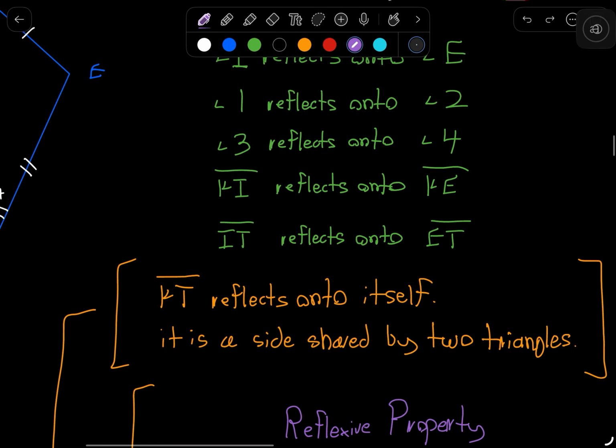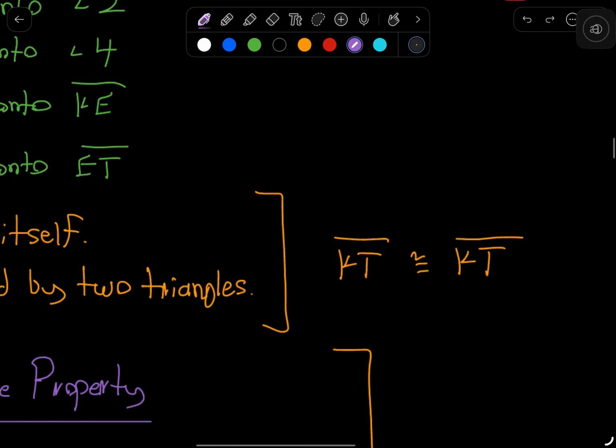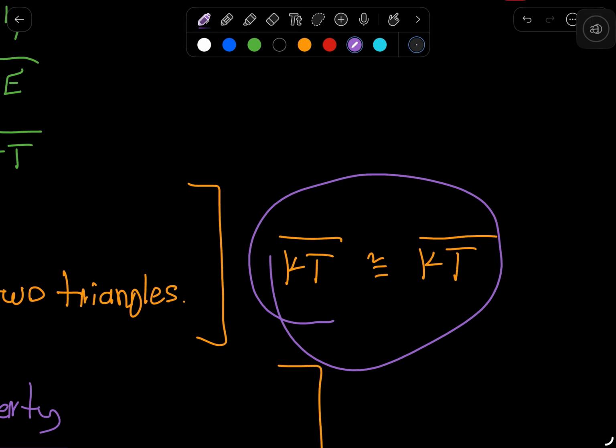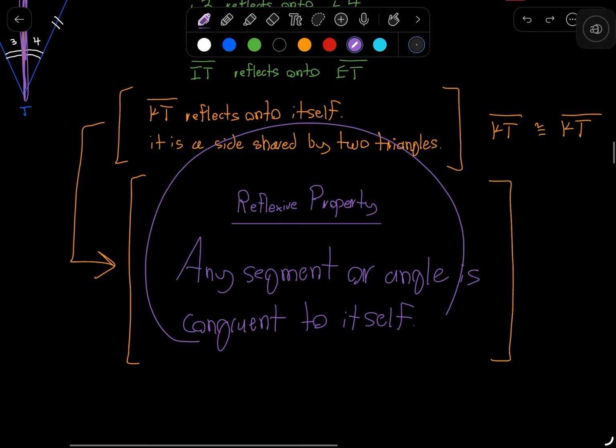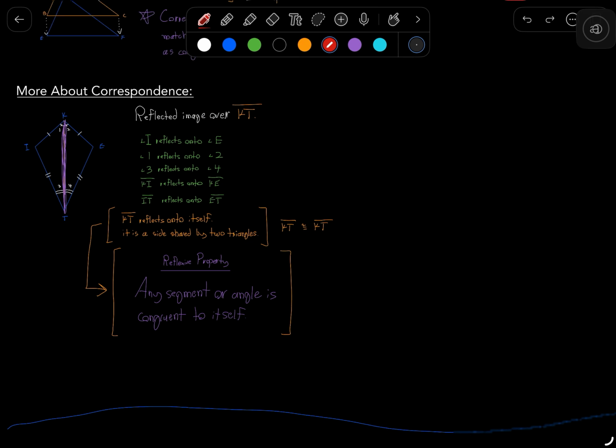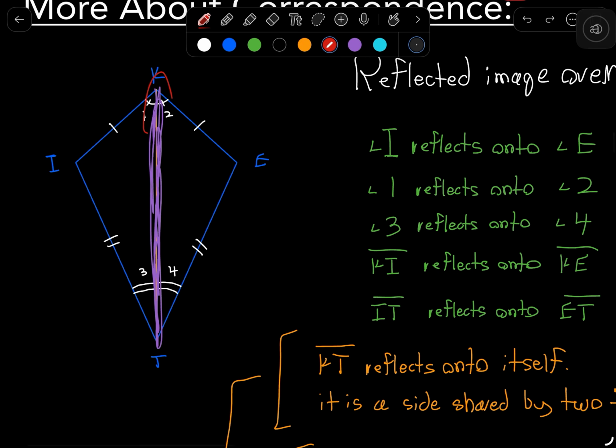KT reflects onto itself. It's a side shared by the two triangles, and therefore, like I said, you can say KT is congruent to KT. The reason is this very important property, the reflexive property, which states that any segment or angle is congruent to itself. So of course, KT is congruent to itself. Again, that might seem really obvious, but as we do more proofs, it will make much more sense why we need that property.